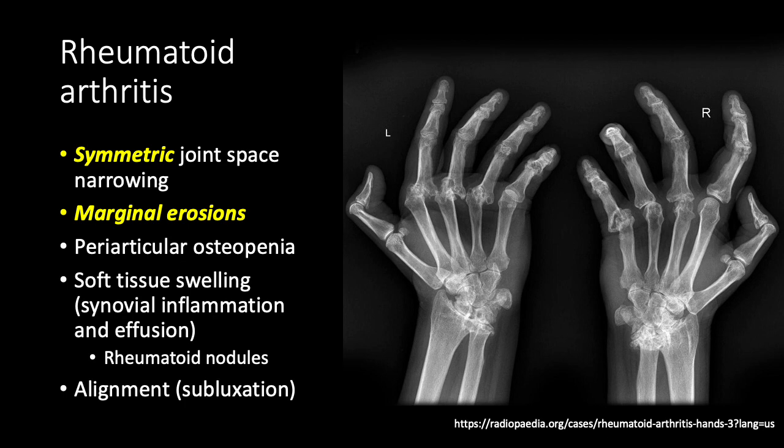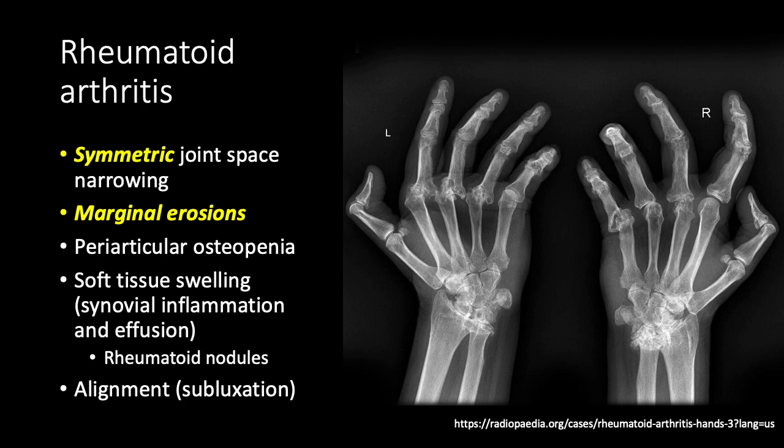Again, keeping our basic checklist in mind, let's look at the features of rheumatoid arthritis under the 5 different categories we discussed earlier. So joint space, associated bone changes, surrounding soft tissues, overall bone alignment, and skeletal distribution. Rheumatoid arthritis involves symmetric joint space narrowing in contrast with the asymmetric cartilage loss that we saw in osteoarthritis. There is bone destruction in the form of marginal erosions and periarticular osteopenia.